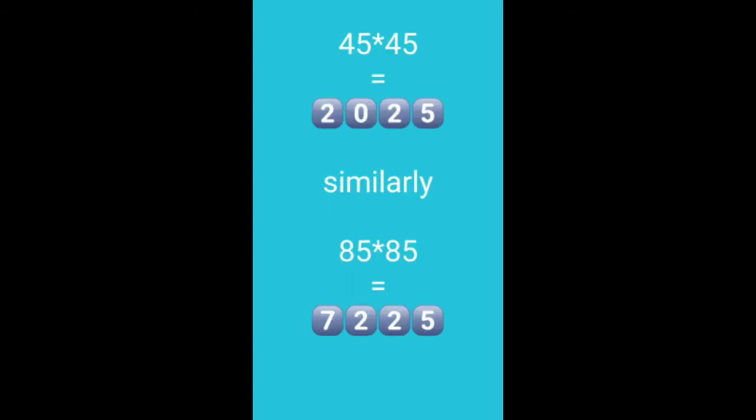Wasn't that simple? Now similarly you can find the square of 85. 8 plus 1 is 9. 8 into 9 is 72 and the square of 5 is 25. 7225. You hardly need 3 seconds for this calculation, guys. I hope this trick was helpful for you. That was so simple, guys.